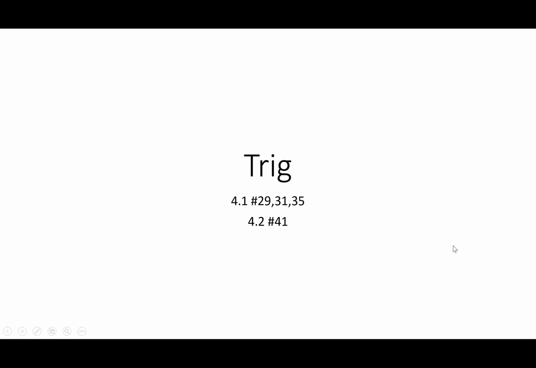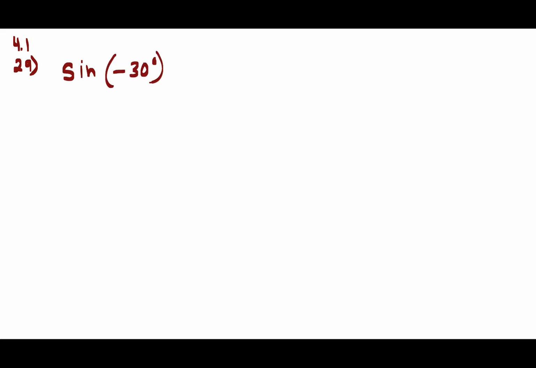All right, this is trigonometry 4.1 homework and 4.2 homework, just going through it here to make sure. So let's go with it. 4.1 number 29 states that you have to find the sine of negative 30 degrees, and it says use the fact that sine is an odd function.